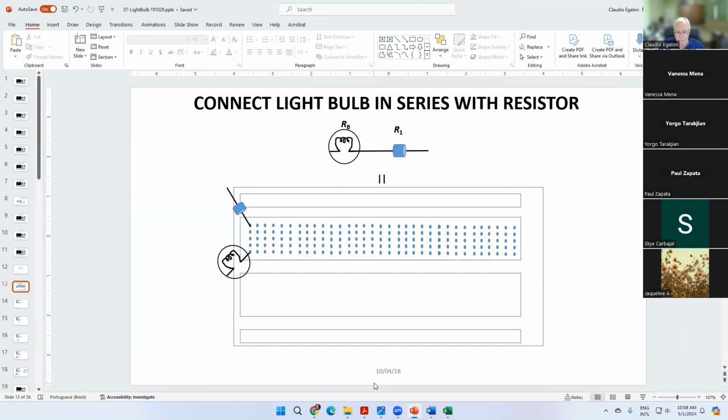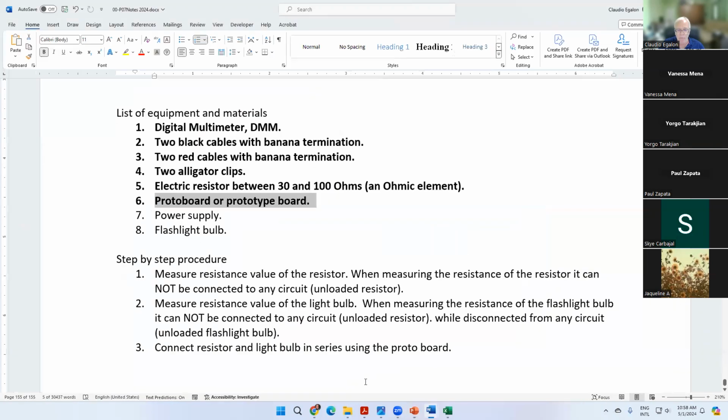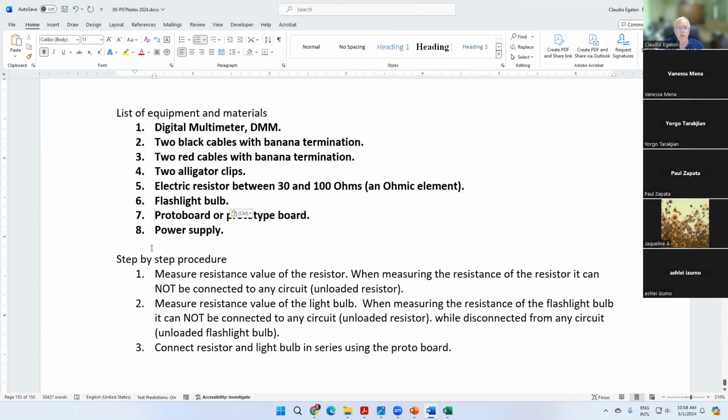So we connect those first, and then we're going to put together the power supply now. We're going to get the power supply, here you go. We're going to put the power supply in the circuit. This flashlight bulb is supposed to go right in here after the resistor, in order of appearance.